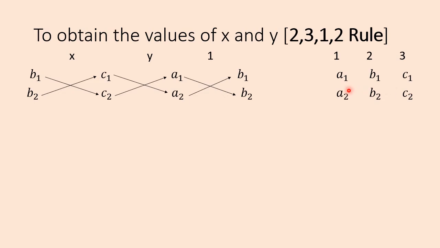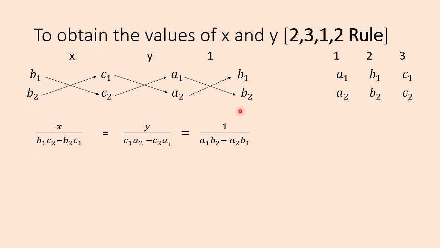After writing a1, a2, b1, b2 and c1, c2, you have to draw a diagram as given here. That is, you write x, leave a gap in between, then y and 1. Then below that you have to write the second column, that is b1, b2, third column c1, c2, first column a1, a2 and second column, that is b1, b2. We write x, y and 1 separated by equality sign as shown here.